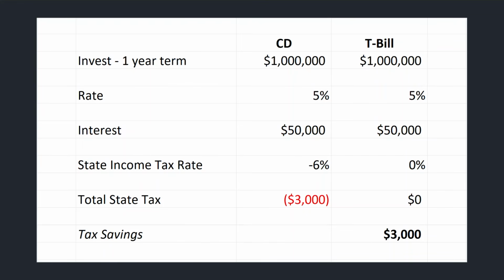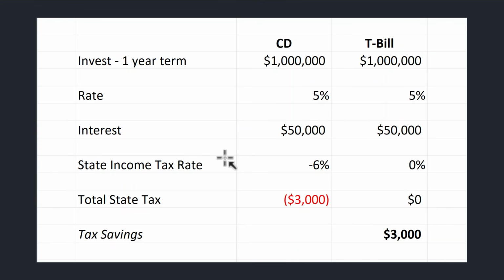Here is an example so we can see the difference in taxes between CDs and T-bills. We're making a one-year term investment. We're putting $1 million in a CD and $1 million in a T-bill. The interest rate is the same on both investments at 5%. At the end of the first year, we've received $50,000 of interest.